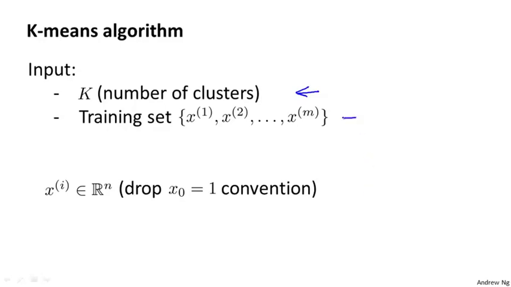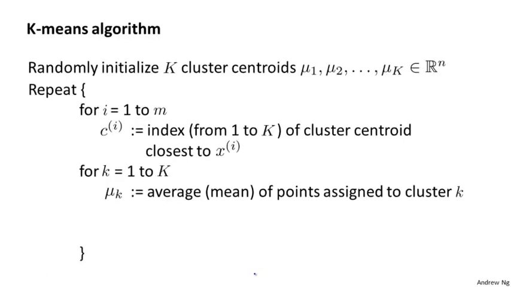And then k-means also takes as input this unlabeled training set of just the x's, and because this is unsupervised learning, we don't have the labels y anymore. And for k-means, I'm going to use the convention that xi is an R^n dimensional vector. That's why my training examples are now n dimensional rather than n plus 1 dimensional vectors. This is what the k-means algorithm does.